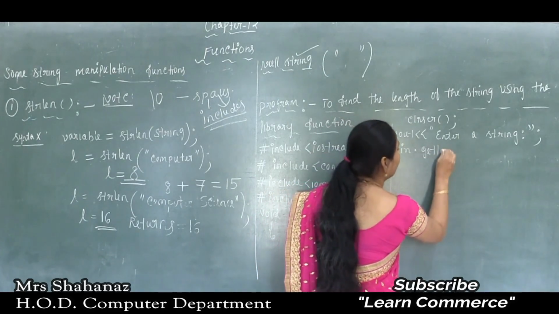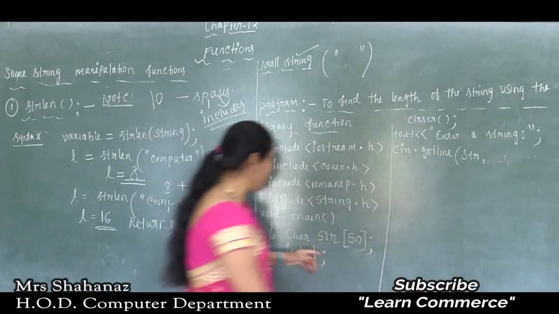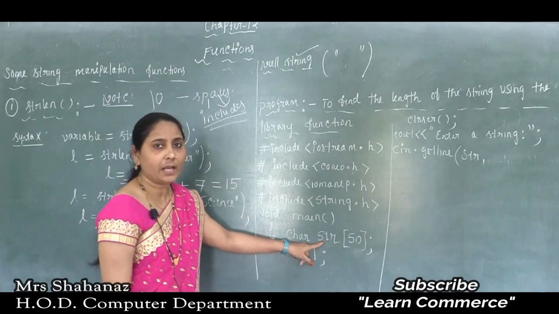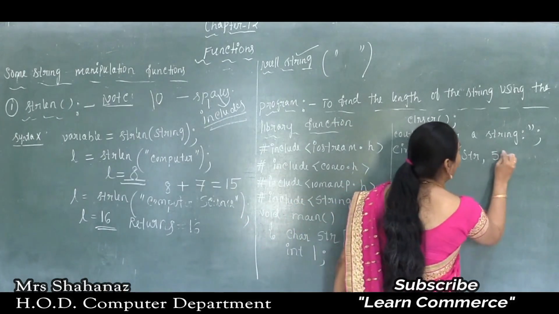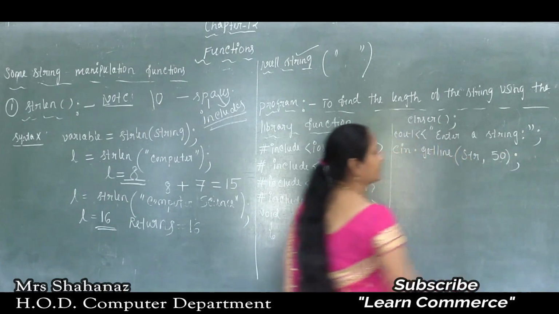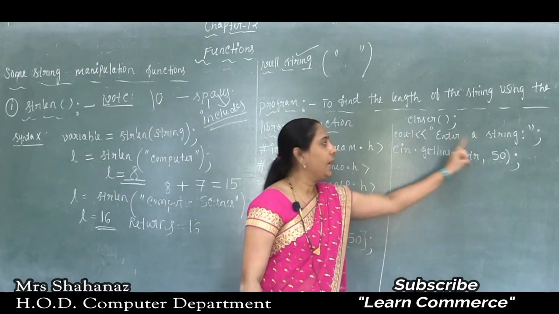cin.getline(str, 50); We already declared str, so I use the same name, and the size is 50, closing the parenthesis and semicolon. That means when it runs, it will display the message, enter a string.